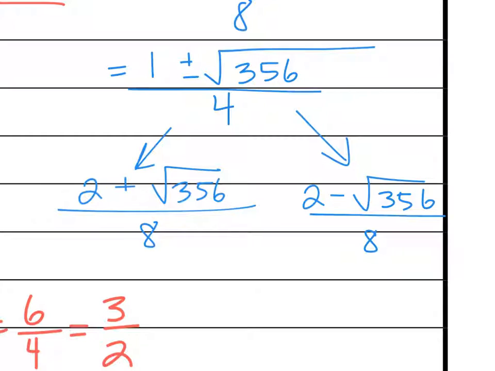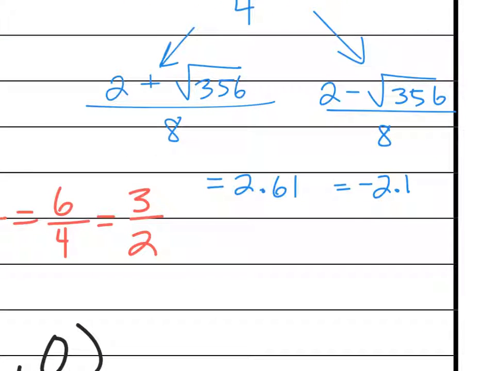What are our 2 decimal answers? Does someone have those? Bella? 2.610 and then -2.110. I left them. 2.1. Is that right? Yeah, I left it with the whole decimal because it's not an extremely long decimal. Okay, so your 2 answers should be these.